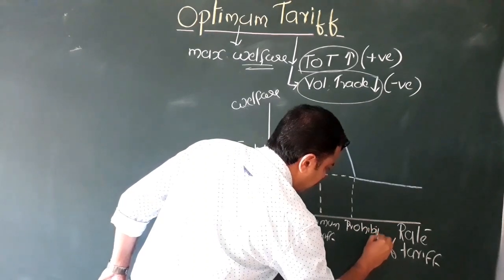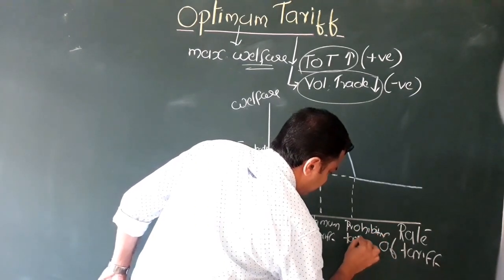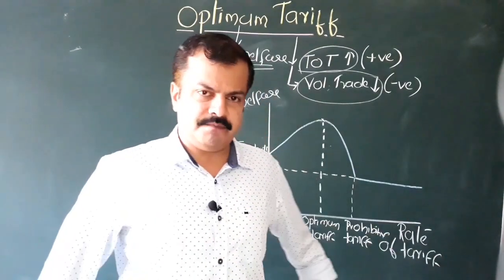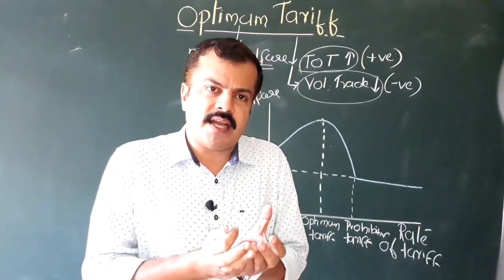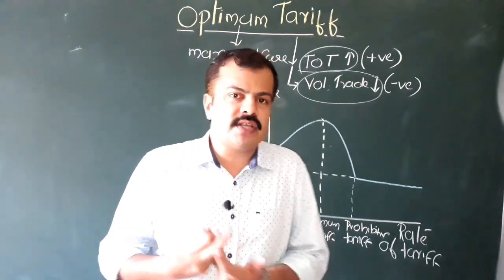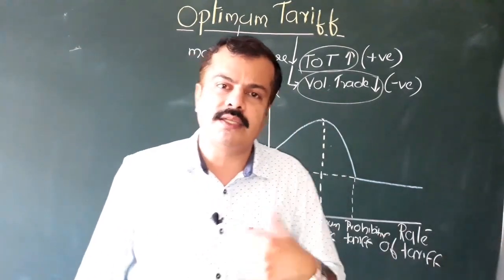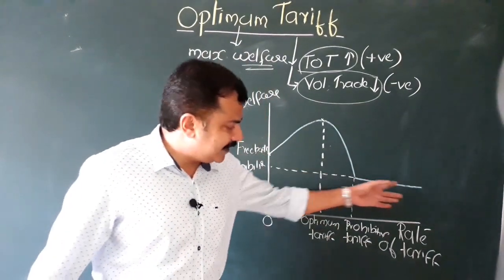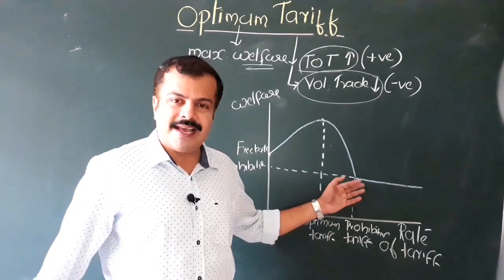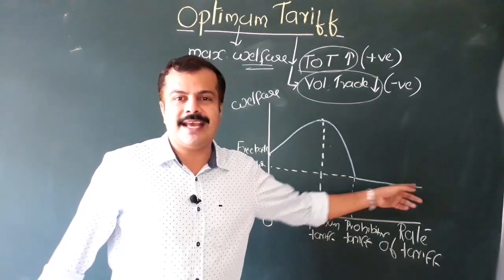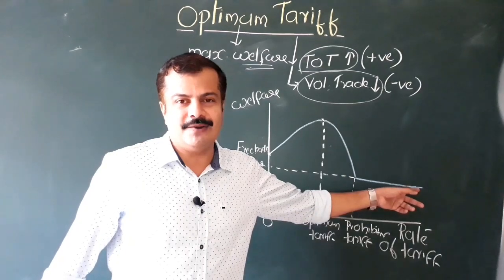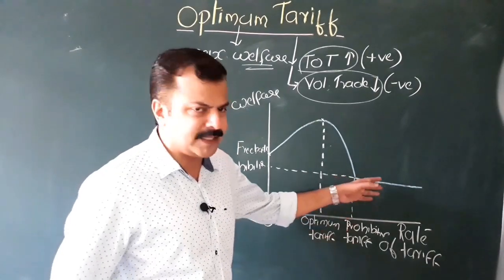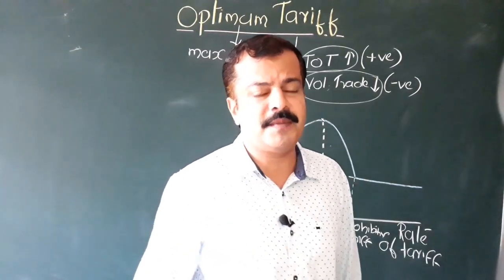What is prohibitive tariff? Prohibitive tariff is nothing but such a high rate of tariff that results in almost zero trade. That means such a high rate of tariff that the other countries will not send their commodities into our country because the tariff rate is so high. So that's why after this prohibitive tariff, the welfare line is almost a perfectly horizontal line. After this point we are not talking about any welfare, because there may not be any trade or import at all.